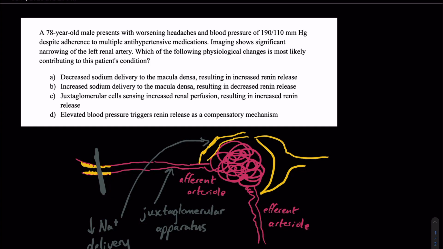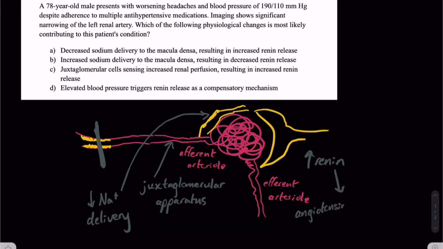So these two things, reduced sense of perfusion from the juxtaglomerular apparatus, as well as reduced sodium delivery by those macula densa cells, is going to cause the increase in release of a hormone that we call renin. Now, renin's job is to catalyze the conversion of angiotensinogen, which is a proenzyme released by your liver, into angiotensin, specifically angiotensin 1. Now eventually angiotensin 1 is going to go on to create a cascade of events that's going to help raise our blood pressure.